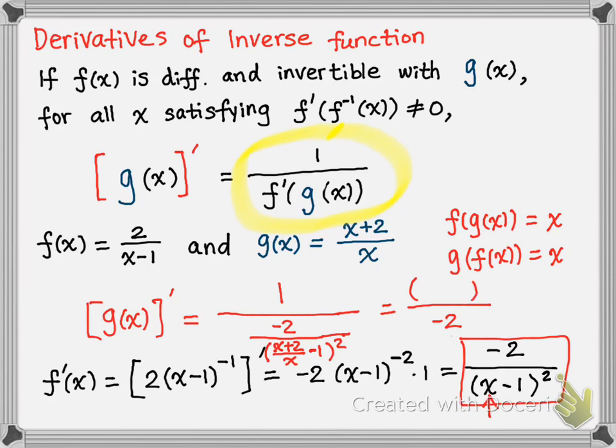The square term will be on the top, but if you simplify the term, x plus 2 over x minus x over x, it's just 2 over x. And then you take the square. So again, it will be 4 over x squared divided by negative 2. It will be just negative 2 over x squared.